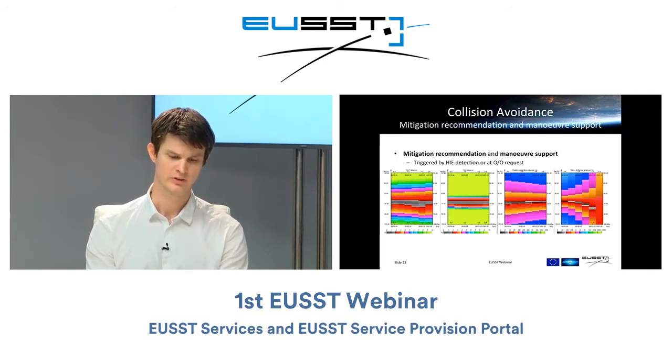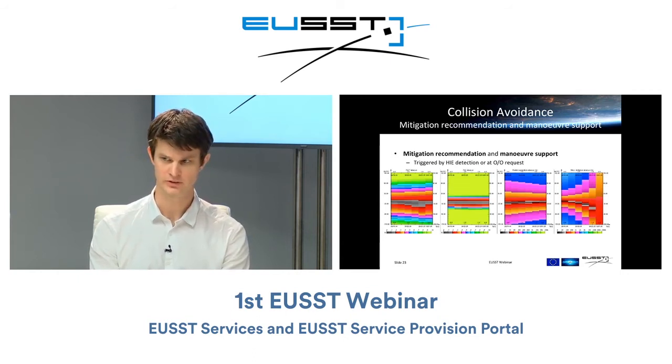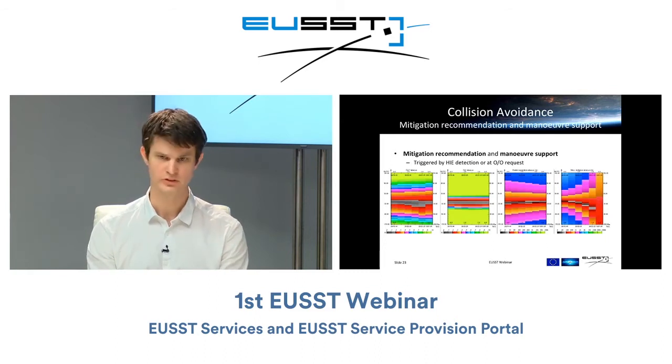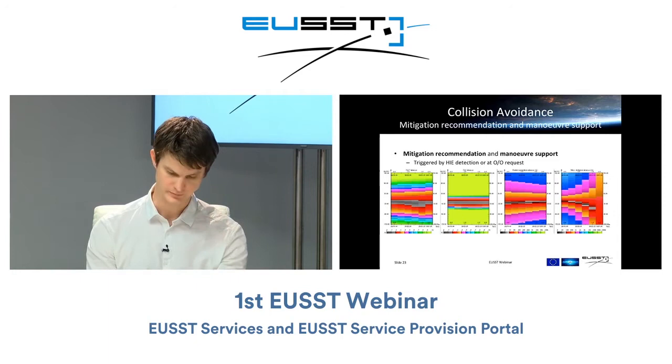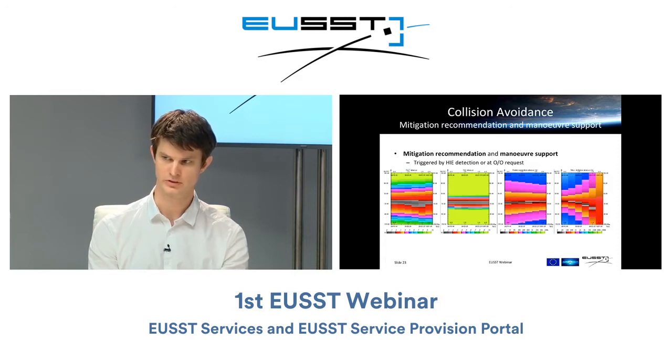Once a high interest event is detected and confirmed, we can provide the user with a mitigation maneuver recommendation. So we generate a mitigation maneuver abacus based on scale POC, miss distance, and radial miss distance, as a function of time to TCA and delta V in terms of semi-major axis increase. So you have here four abacus for scale POC, POC, radial miss distance, and miss distance, which can be explained offline if needed.